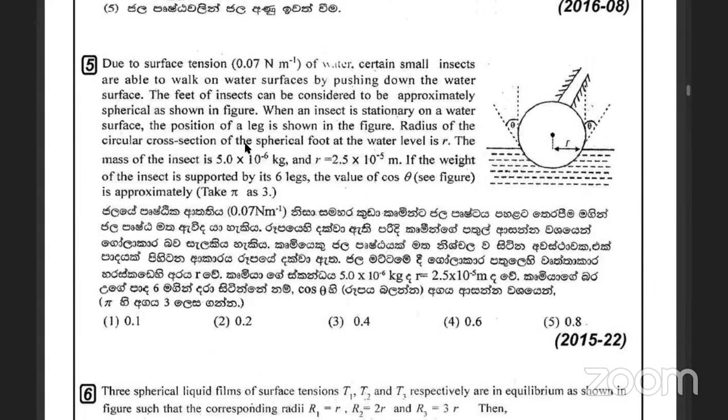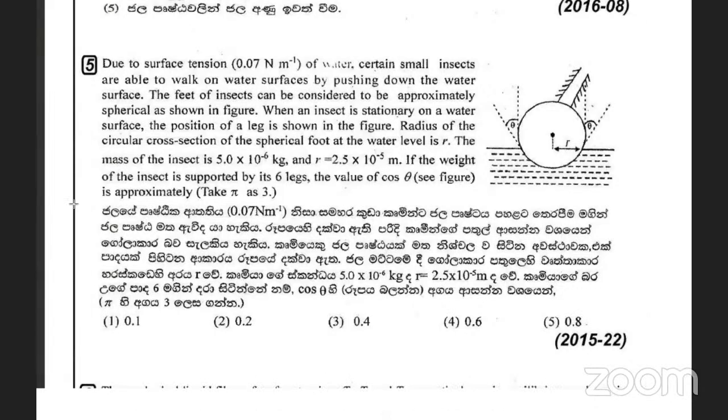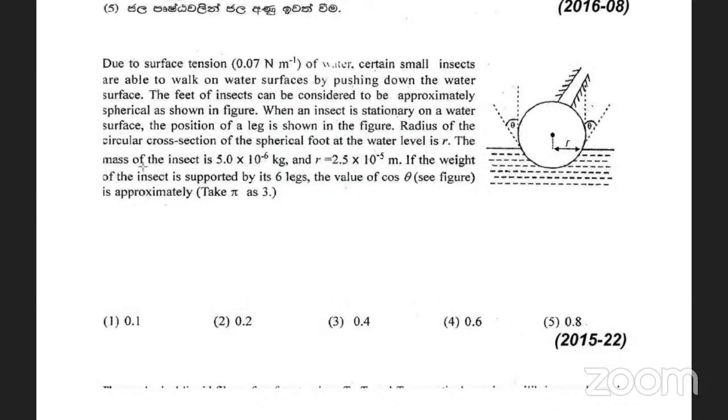Right, here we go. Fifth one. This is one of the applications which was discussed in the previous question: an insect walking on the surface of water. What is this about? Due to surface tension of 0.07 Newton per meter of water, certain small insects are able to walk on water surfaces by pushing down the water surface. The feet of insects can be considered to be approximately spherical as shown in the figure. When an insect is stationary on a water surface, the position of a leg is shown in the figure.